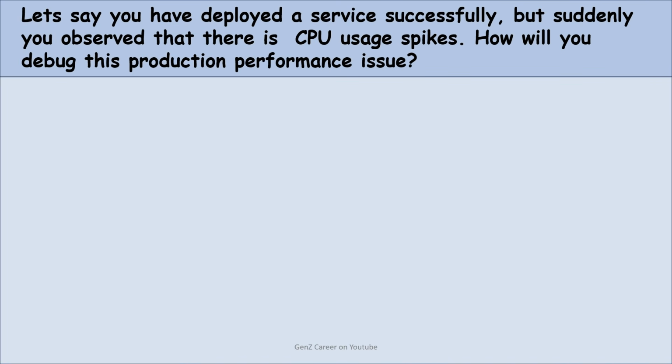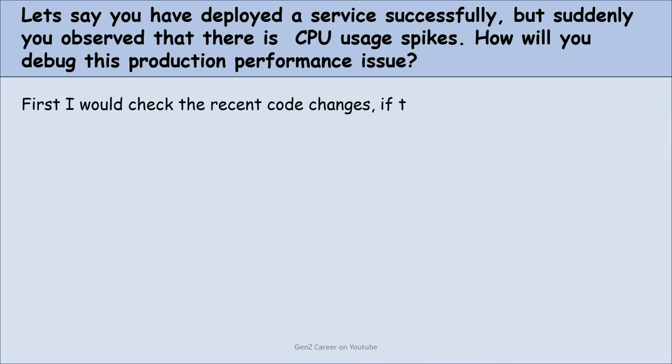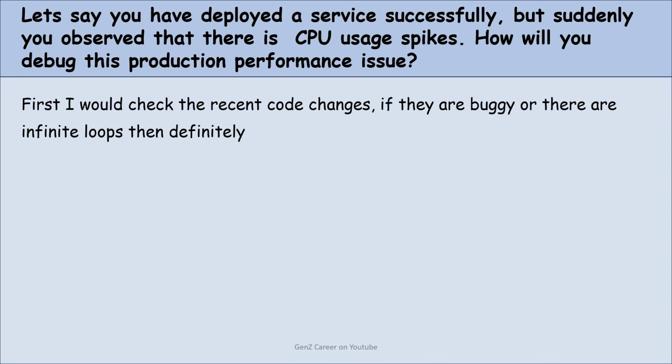Next question is, guys, let's say you have deployed a service successfully, but suddenly you observe that there is a CPU usage spike. So how will you debug this production performance issue? First, I would check the recent code changes. If they are buggy or there are infinite loops, then definitely we will roll back and fix it. Are you getting my point?